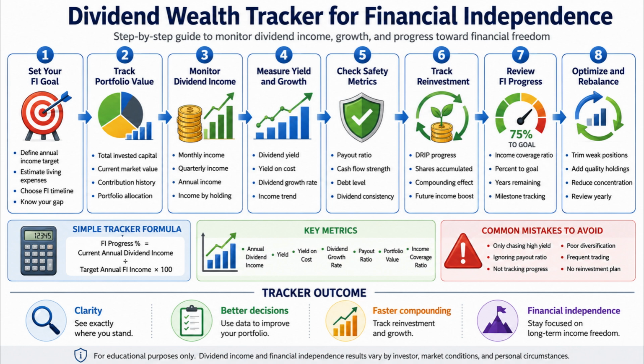First, set your financial independence goal. Define the amount of annual dividend income you want your portfolio to generate. Then, estimate your expected yearly living expenses and decide how much of those expenses should be covered by dividend income. At the same time, choose a realistic financial independence timeline and calculate the gap between your current income and your target income. This creates a clear destination for your investment plan.